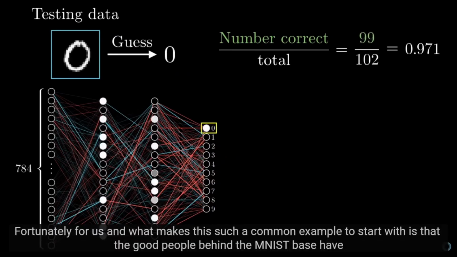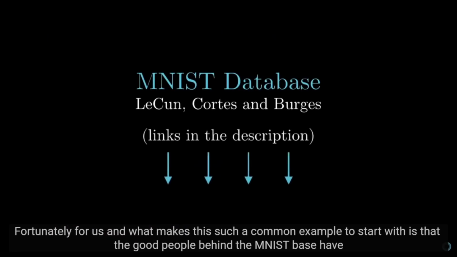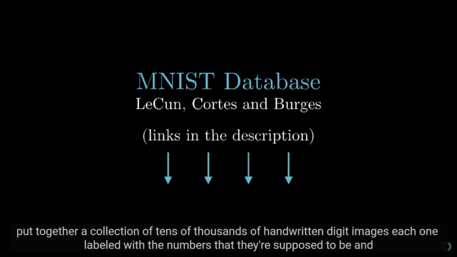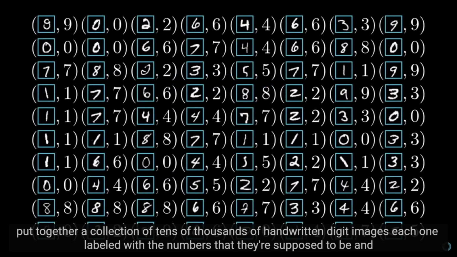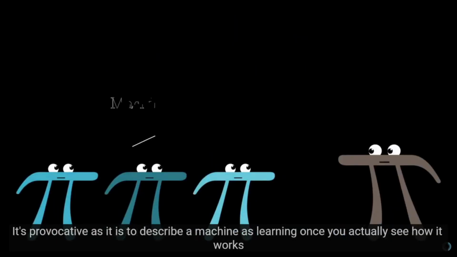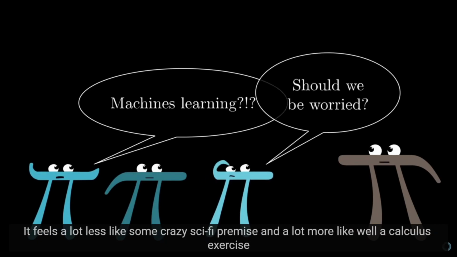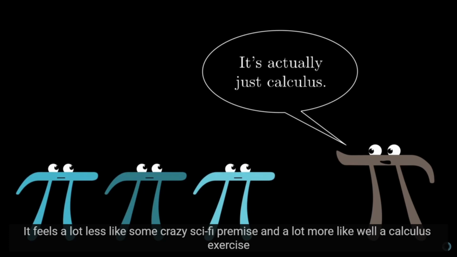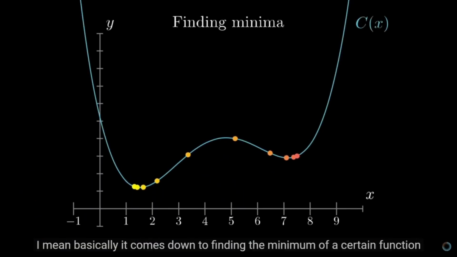Fortunately for us, and what makes this such a common example to start with, is that the good people behind the MNIST database have put together a collection of tens of thousands of handwritten digit images, each one labeled with the numbers that they're supposed to be. And as provocative as it is to describe a machine as learning, once you actually see how it works, it feels a lot less like some crazy sci-fi premise, and a lot more like a calculus exercise. I mean, basically it comes down to finding the minimum of a certain function.